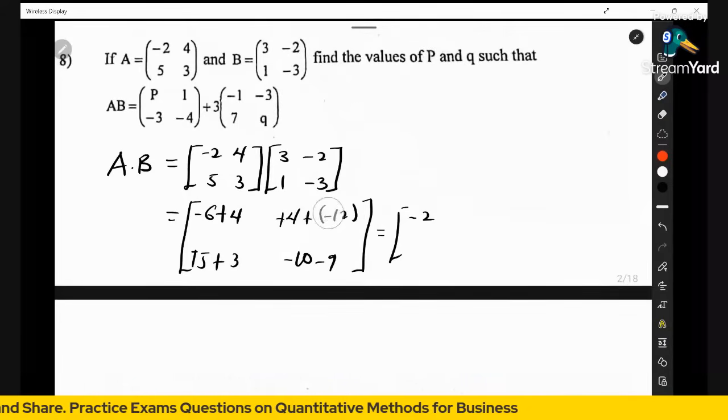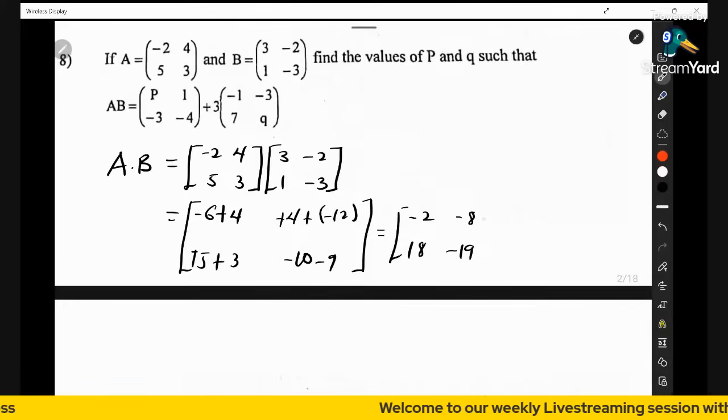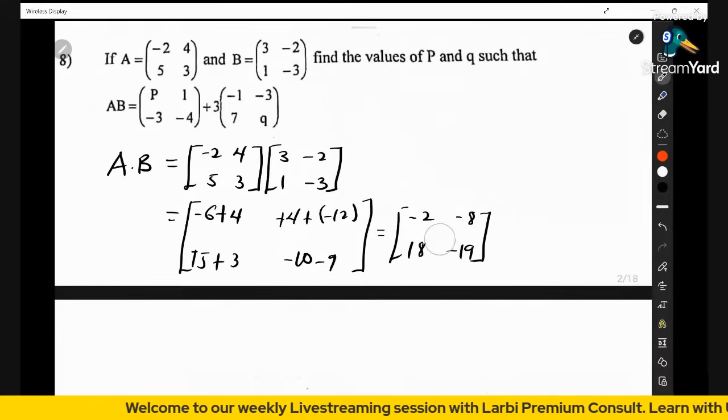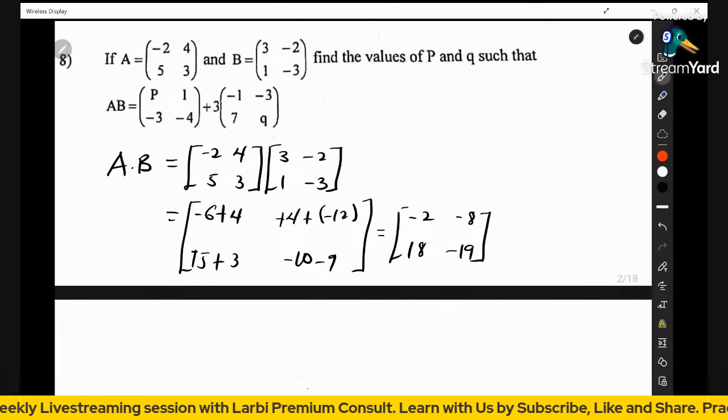-2. Then here we're going to get -8. Okay, and then here we get 18, and then here we get -19. So once you're able to get this, we can compare this matrix AB to this so that we can find our values of P and Q.